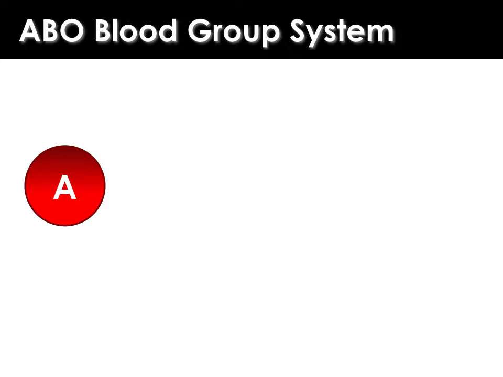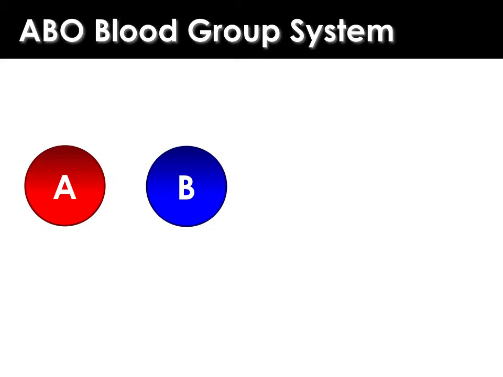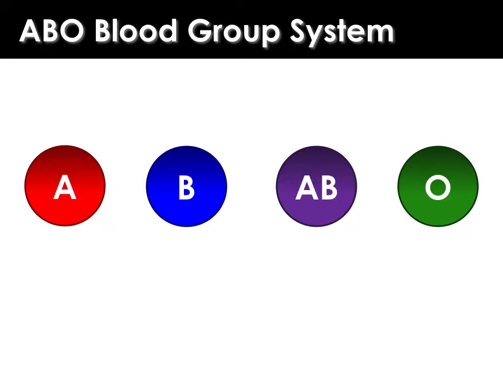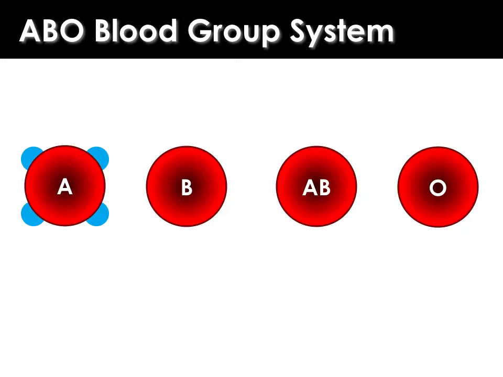So in the ABO blood group system, you can have type A blood, type B blood, type AB blood, or type O blood. Type A blood has a surface antigen A, so it's got that glycoprotein A on the surface of its cell. It'll also have what is called anti-B antibodies, and all that means is that someone that has type A blood will have antibodies that will recognize the surface antigen B as being foreign and destroy it.